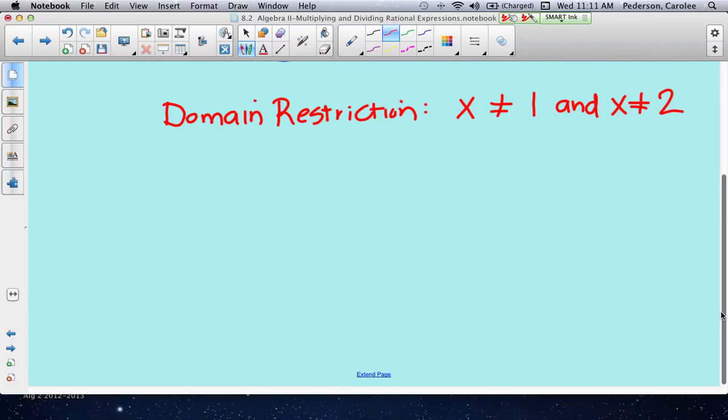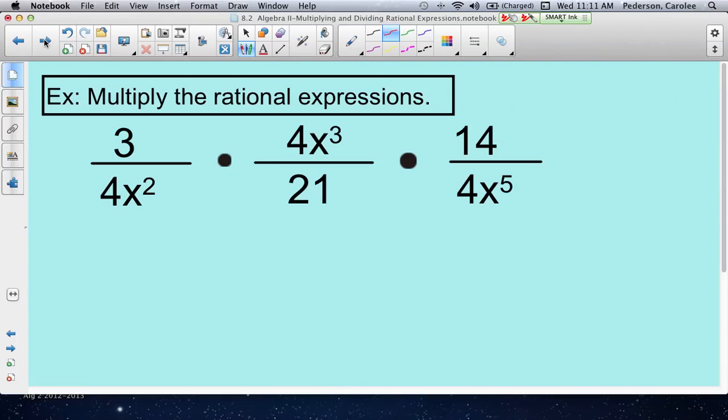Next slide. All right, next example. Multiply the rational expressions here. So now we're going into 3 fractions. Go ahead and write this down.